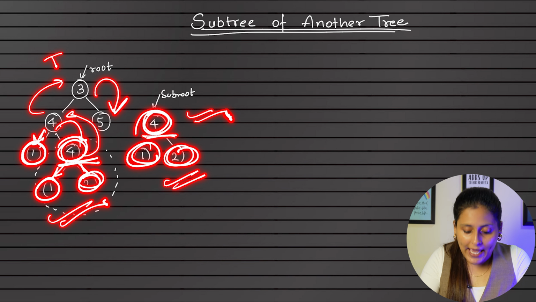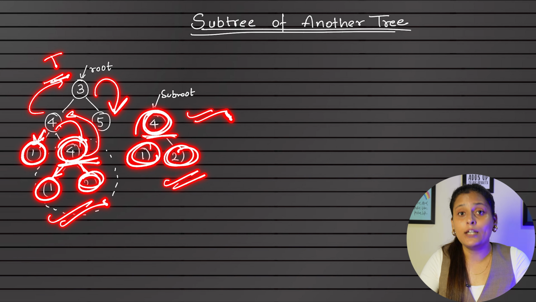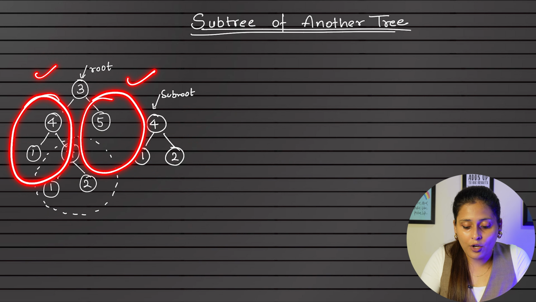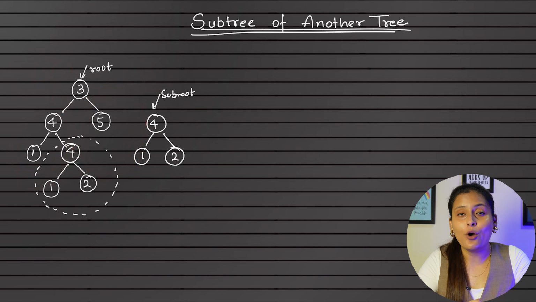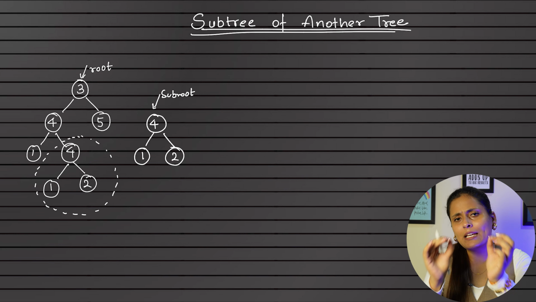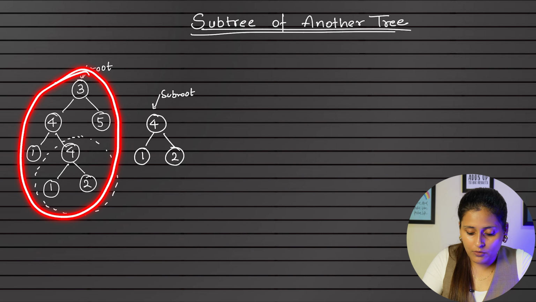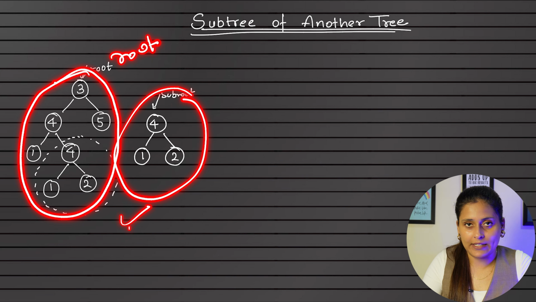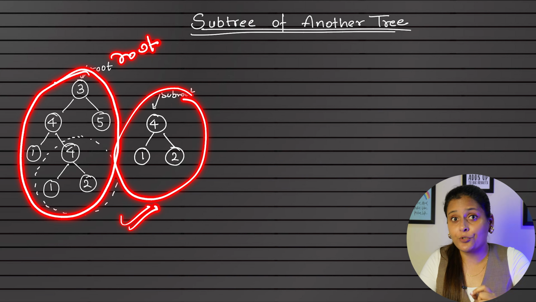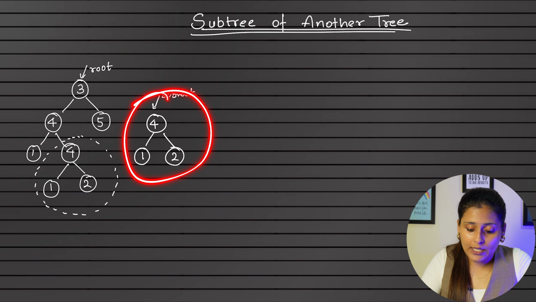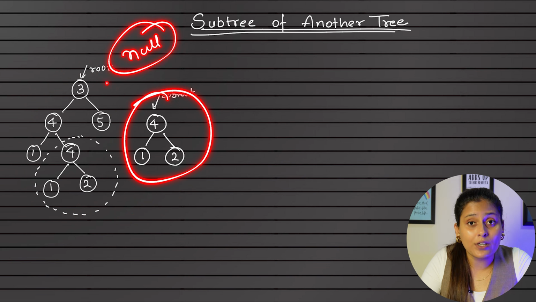No, right? So hence we have to return true if any of these left side or right side returns true for the subroot check. Now let's think about the base case. What if root becomes null? What if root becomes null but subroot is like this? So should we return true or false? Our task is to find this tree in a tree which does not exist.